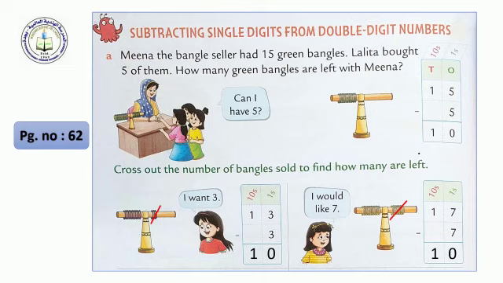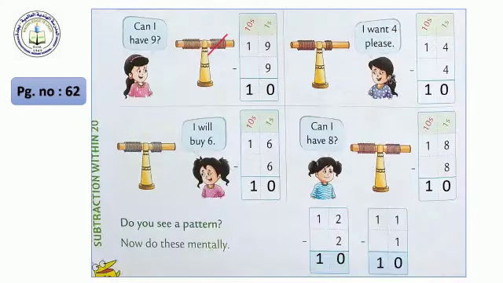Now children, pause the video here and complete all the sums of these exercises and check your answers. Now children, while doing this, have you seen any pattern? Yes, the difference of all the sums is same, that is 10. When we take away all the ones from ones place, only 1 ten is left. Now children, let's move to next page.